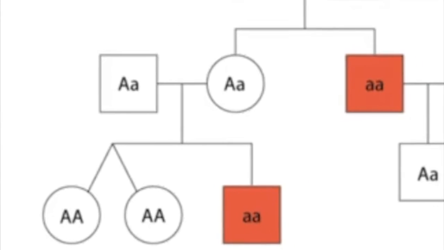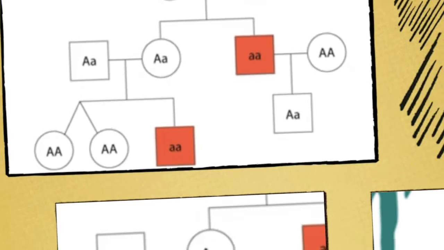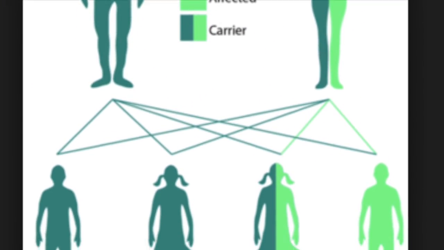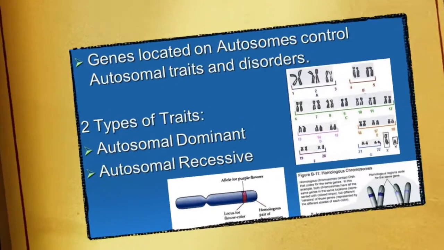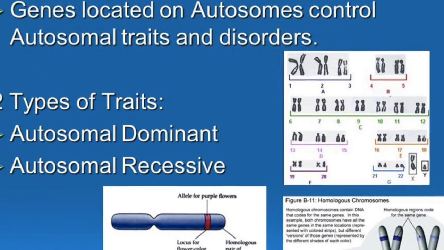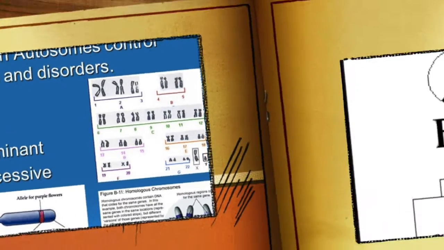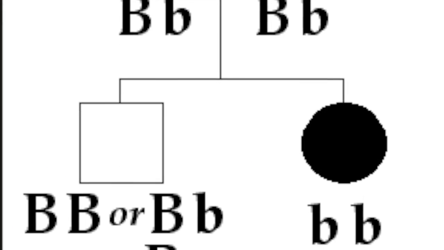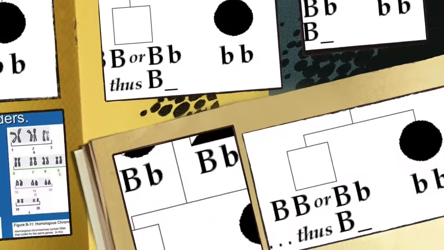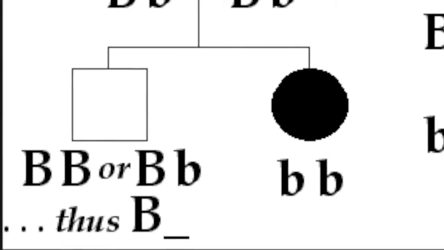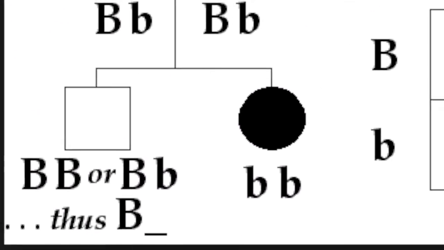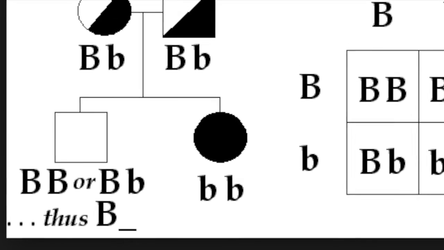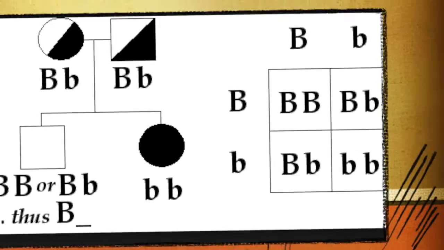From studying a pedigree, scientists can determine the following. If the trait is sex-linked, or on a Y or X chromosome, or if it's autosomal, which means it's on a chromosome that does not determine sex, or if the trait is inherited in a dominant or recessive fashion. Sometimes pedigrees can also help determine whether individuals with the trait are heterozygous, having 2 different alleles, or homozygous, having 2 of the same alleles.